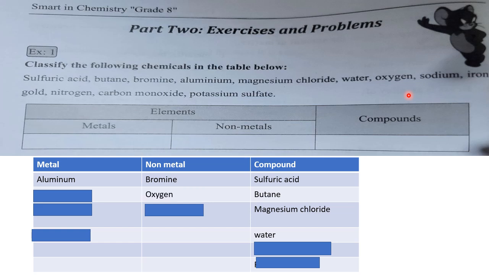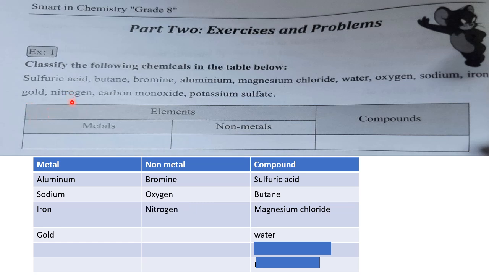So it's non-metal. Sodium, it's an element. It's metal. Iron is also an element. It's metal. Here we have gold. Gold, it's an element. It's metal. Nitrogen is also an element. It is non-metal.